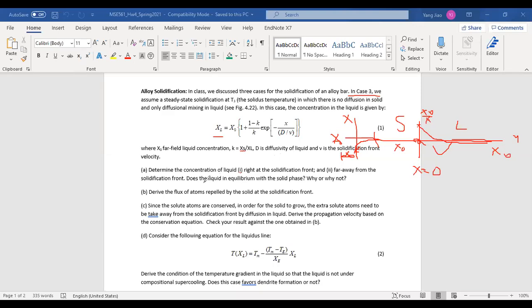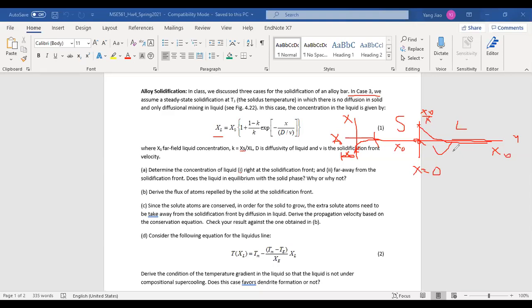analysis here. And based on these calculations, is the liquid in equilibrium with the solid phase? Yes, right, because right at the solidification front, the liquid composition is the actual equilibrium composition you should get from the phase diagram. So this indicates that the liquid, at least locally, is in equilibrium with the solid. Next: derive the flux of atoms repelled by the solid at the solidification front.